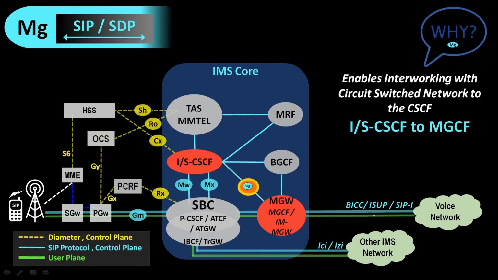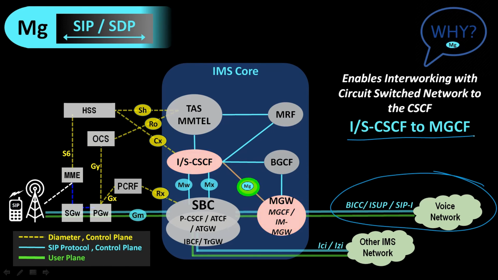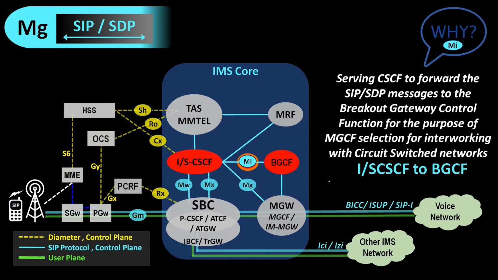The next one is the MG link. This is a connectivity between the CSCF and MGCF. This enables the internetworking of the circuit switch network with the CSCF. The MG interface is used to convey the SIP messages between the S and I CSCF to an MGCF for signaling purpose. This is used for exchanging signaling between the CSCF and media gateway for calls which are going and coming towards the circuit core networks. This interface also works on SIP and SDP protocol defined in 3GPP TS 24.229 specs.